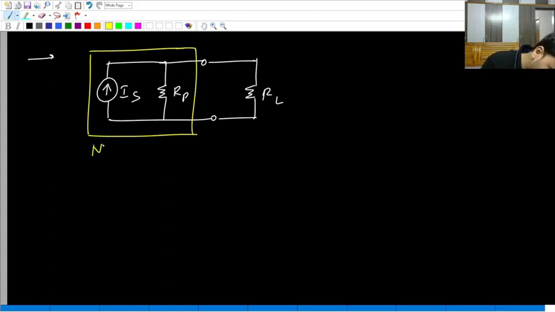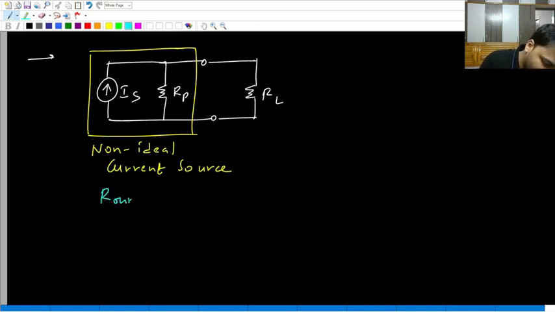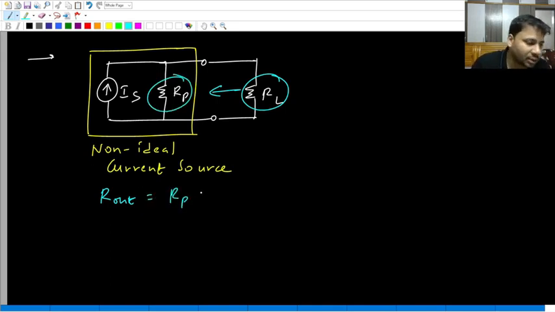So I would write non-ideal current source. Once again, if I ask you what is the output resistance? Output resistance by definition is what? The equivalent resistance seen by the load. So when the load looks into this yellow color box, the only resistance it can see is RP. So what is the output resistance? It is RP. Now if the current source is ideal, what is the value of RP?